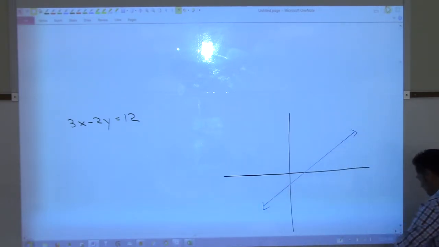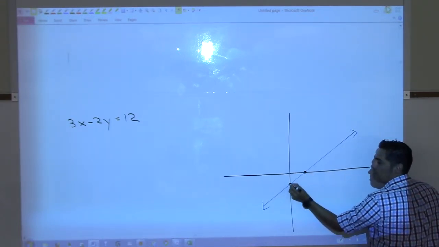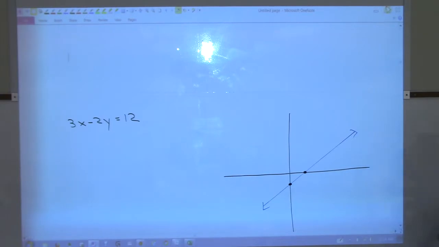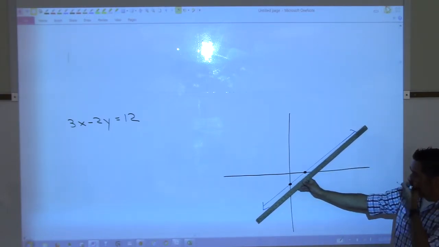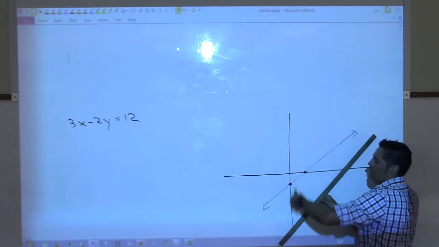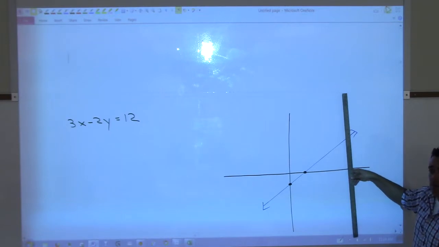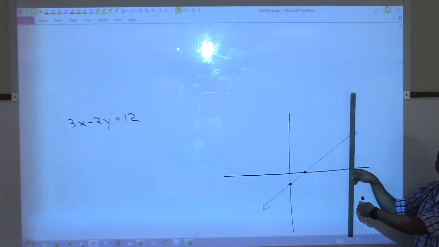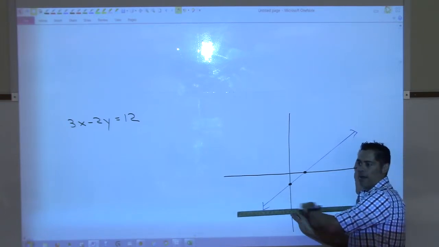Do you all agree that that line has to hit the x-axis and the y-axis somewhere? As long as the line is not what? Because there is a way that you can avoid hitting those. How could I avoid hitting the y-axis? What if I do a vertical line, right? If I do a vertical line, it will only hit the x-axis. And if I do a horizontal line, it will only hit the y-axis.